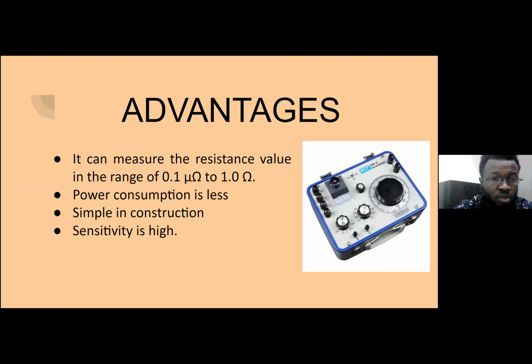Okay, now I'm going to talk about the advantages and disadvantages of this Kelvin bridge. We have about 4 advantages. One is that this Kelvin bridge can be used to measure a small amount of resistance, in the range of 0.1 micro ohm to 1 ohm. Also, the power consumption of this system is low, and it is simple in construction as well. And the sensitivity is also high. Next slide.